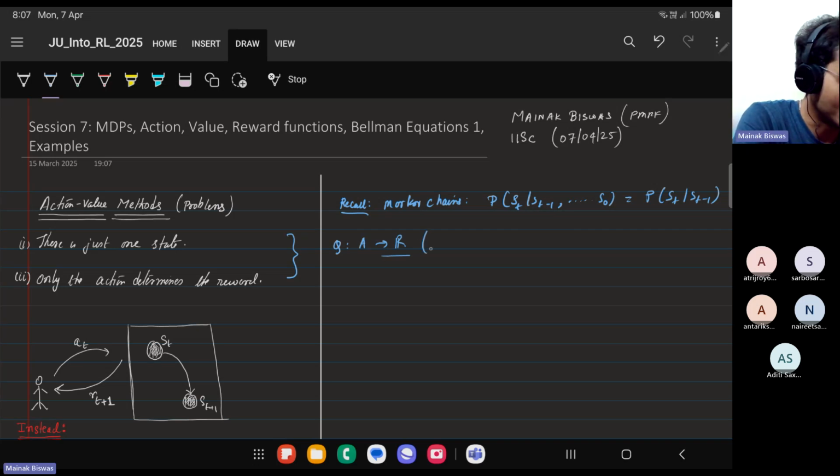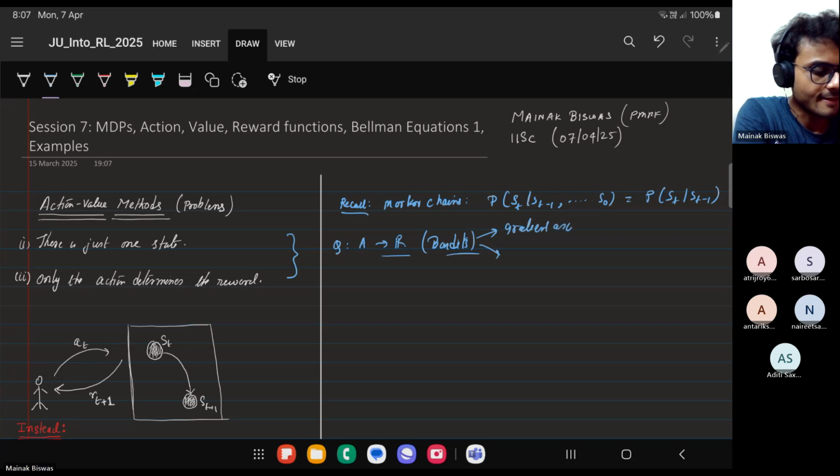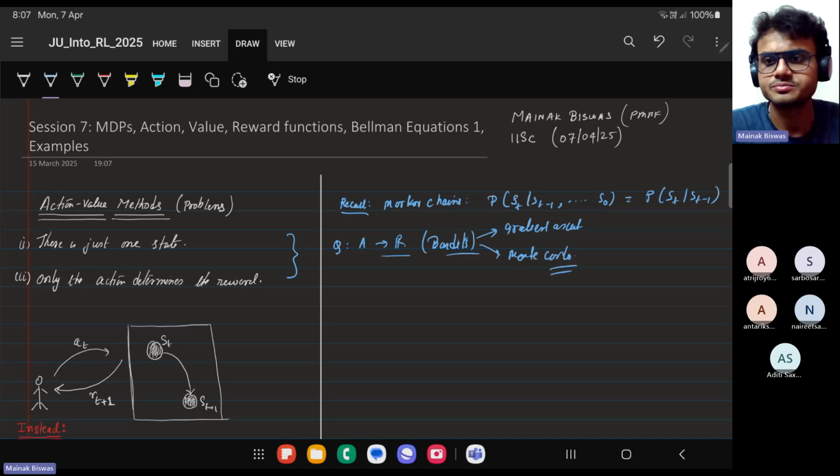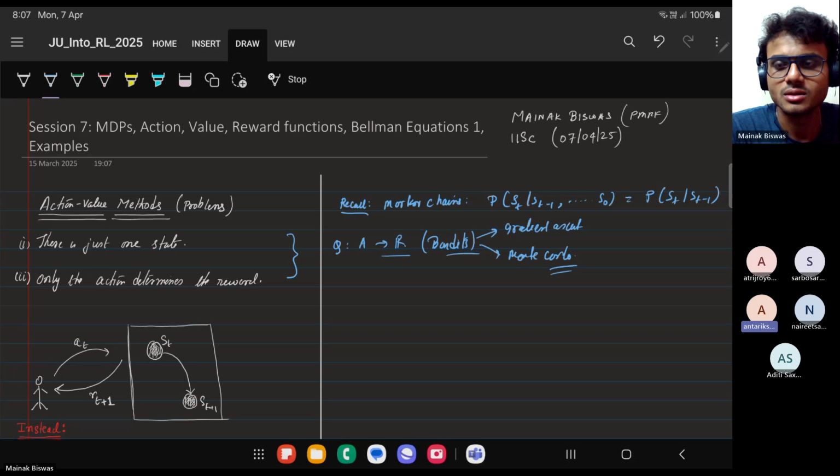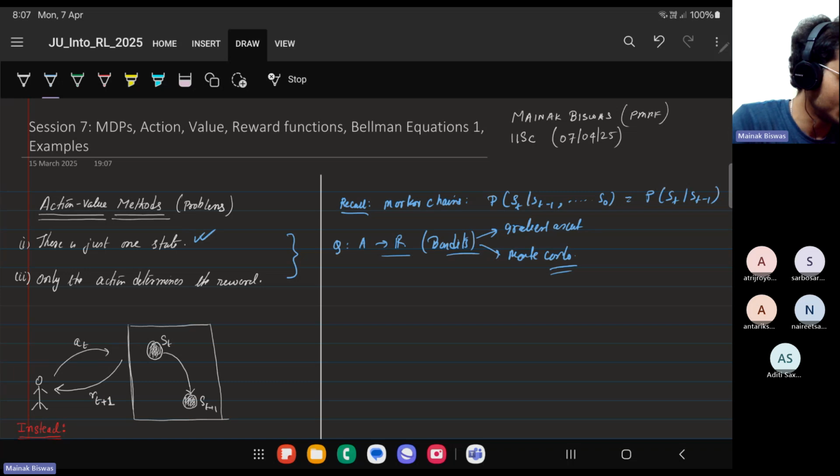So action value models or bandits, we saw two types of bandits. One was using gradient descent or gradient ascent, and the other was Monte Carlo sampling. Can you hear me? Okay. So these were the things that we saw, but it had only one state, and the action determined the reward.